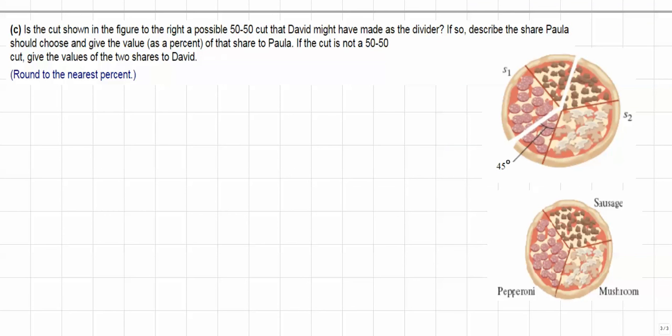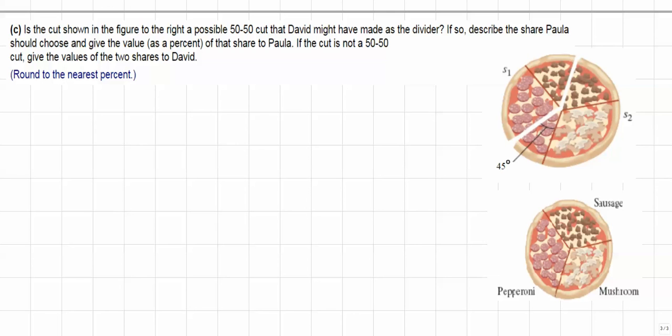Is the cut shown in the figure to the right a possible 50-50 cut that David might have made as a divider? If so, describe the share Paula should choose and give the value as a percent of that share to Paula. If the cut is not a 50-50 cut, give the values of the 2 shares to David, round to the nearest percent. Now, what you're going to think when you look at this is that's obviously not a 50-50 cut because I haven't divided the pizza in half.